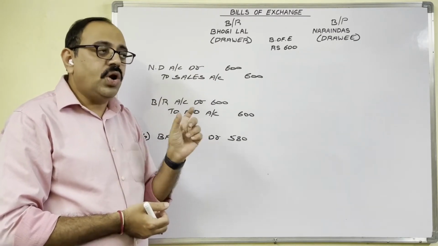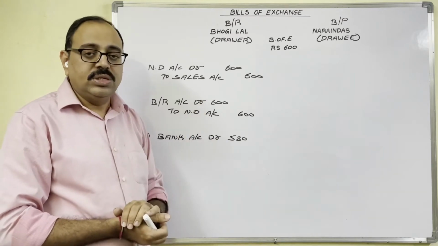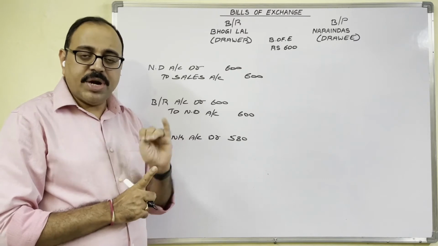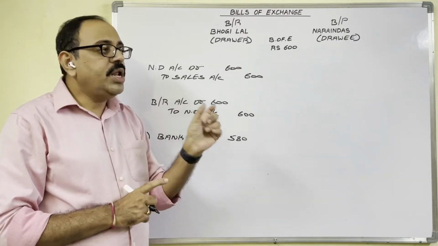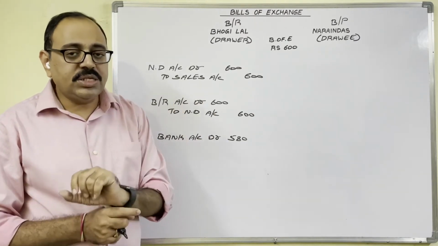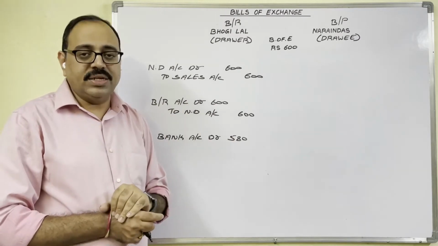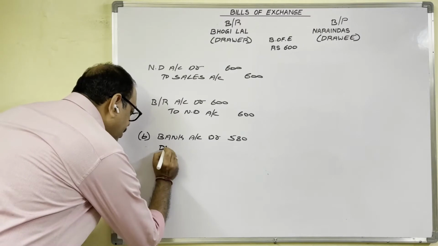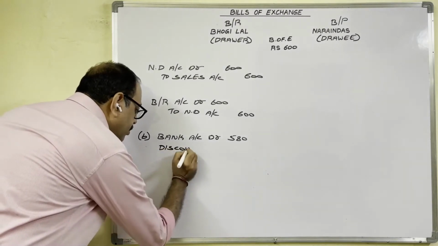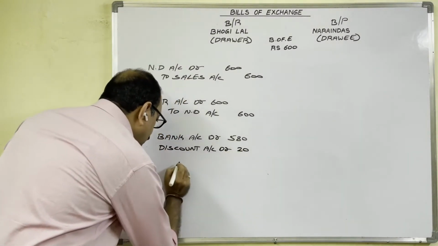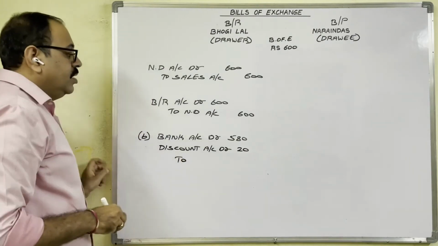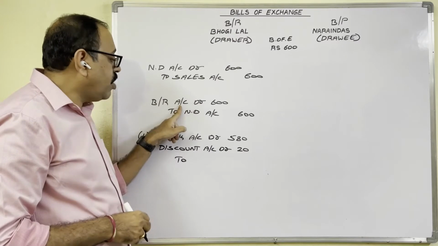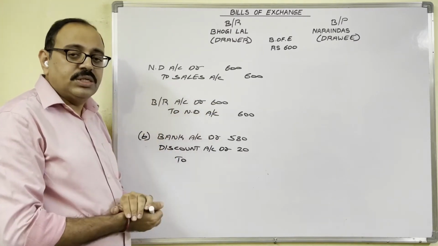So discount loss is a nominal account. Expenses, losses, gains and incomes come under nominal accounts. So the nominal account rule: debit all expenses and losses, credit all incomes and gains. Discount is a loss, so it should be debited. Discount account debtor amount 20 rupees. Then in the second entry we wrote in the books that we have a bill of exchange worth 600 rupees.